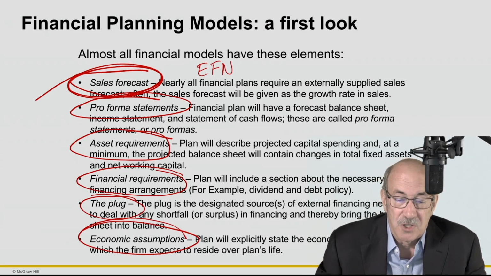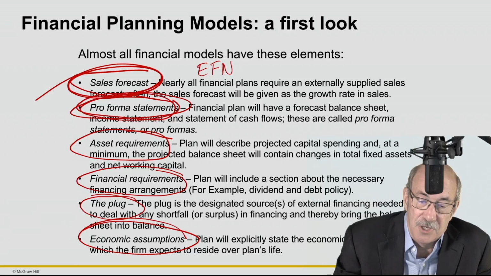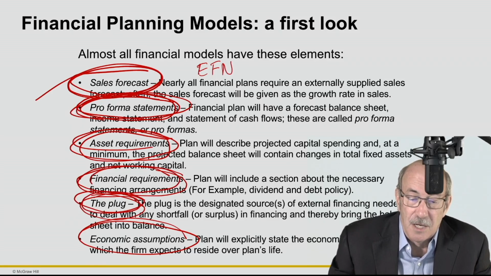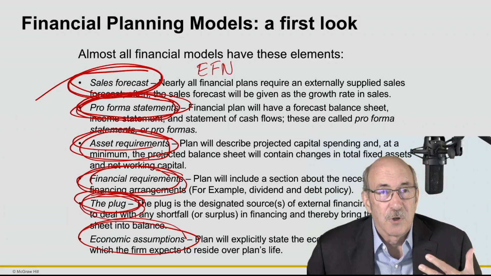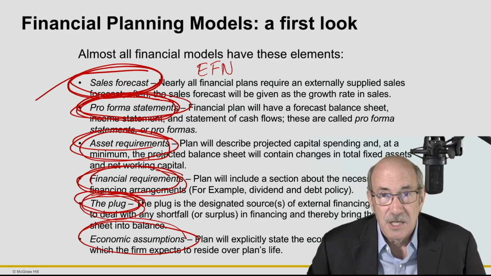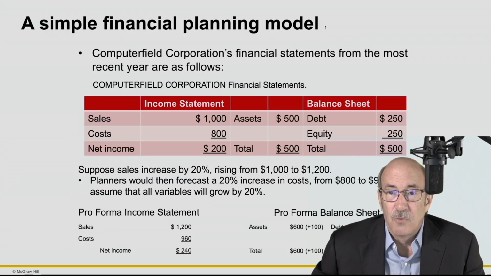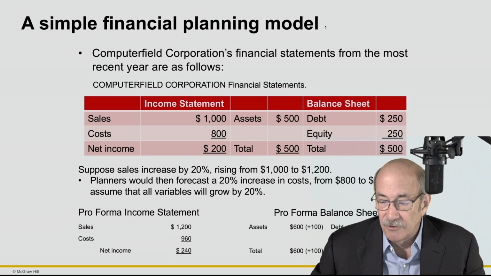We're going to be focusing predominantly on this pro forma piece, the asset requirements, and the financial requirements, and the plug. The sales forecast we're going to take as a given, and the economic assumptions we're going to take as already having been considered. All right, so let's start off with this first example here.